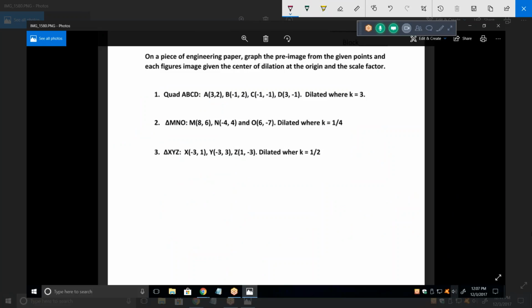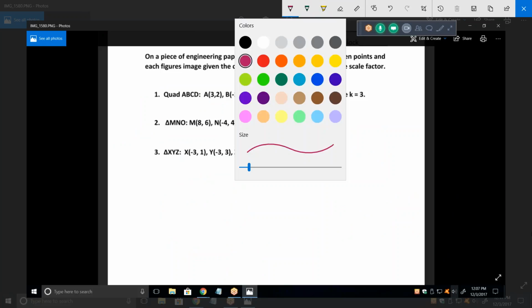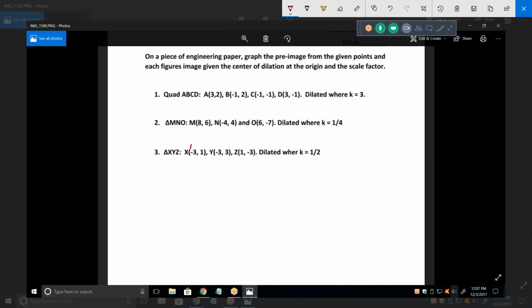3 is really no different than 2. Tell me, and again, I don't know why they didn't do this. To me, it seems like a no-brainer that that's x prime, that's y prime, and that's z prime. In other words, after the dilation, this is the triangle you get. So before the dilation, what are the points of the triangle?